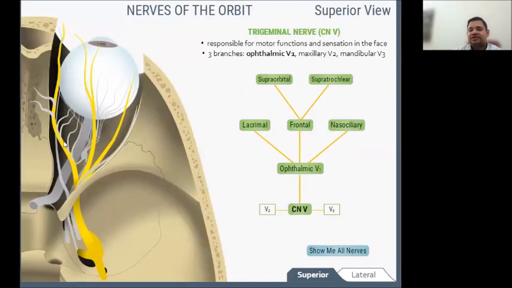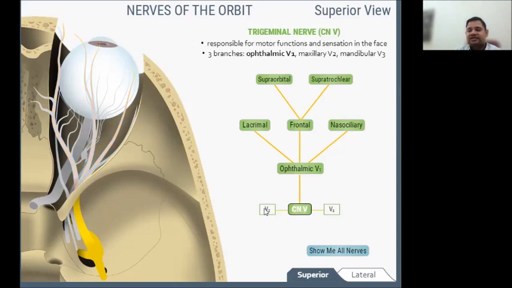Next, we see a little bit about the trigeminal nerve. The trigeminal nerve, as the name suggests, has three parts. First is ophthalmic, second is maxillary, and third is mandibular. We are right now talking about the orbit, so mostly we are going to talk about the ophthalmic part only. So you can see cranial nerve number 5.